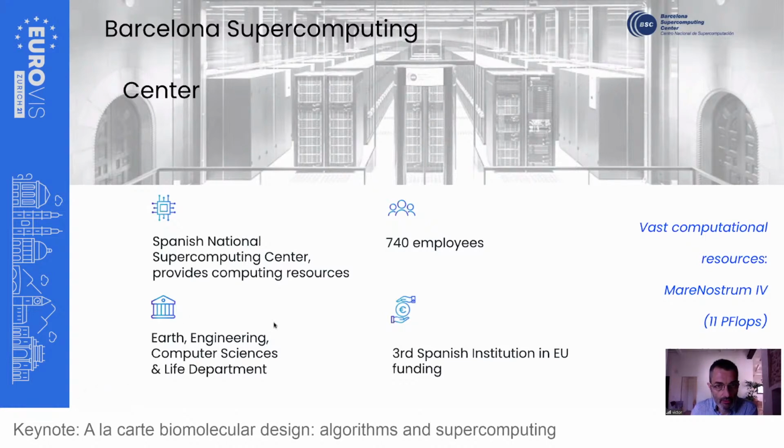Basically, as a national supercomputing center, we provide computational resources to all of Spain and some of Europe, since we are one of the tier 0 computers in Europe. But we also have research departments like earth science, engineering, computer science, and the life science department, which is the one that we are at. These departments are quite large and quite active, and we are the 3rd Spanish institution in EU funding, for example. If we normalize by the number of employees, we are largely the top one. So it's a center that really prioritizes research per se.